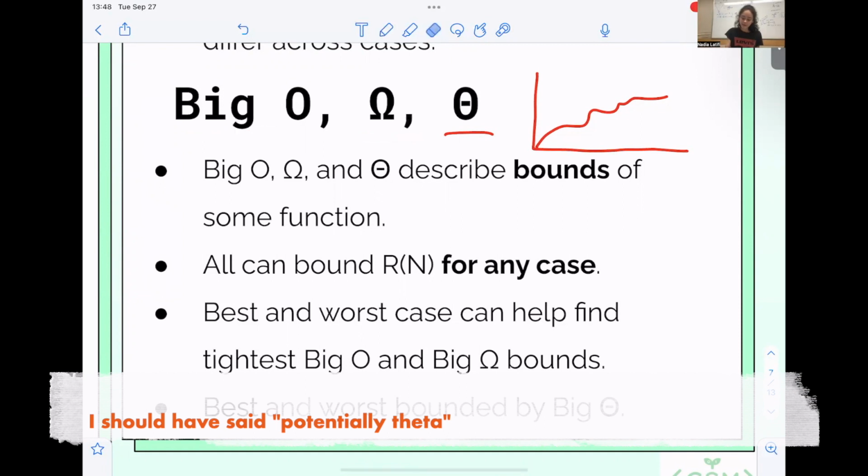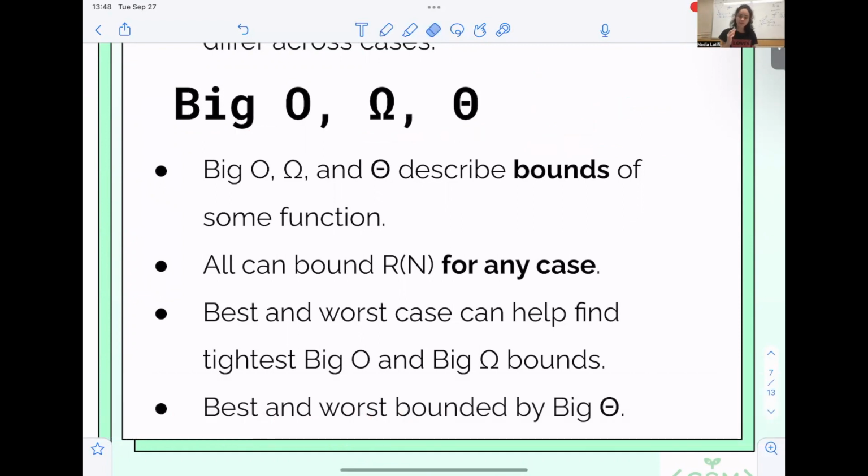So the best and the worst case, they are helpful when you're trying to find the tightest big O and the tightest big omega bounds for an algorithm, but that doesn't mean that they're exactly the same as big O and big omega, okay? In fact, best and worst case are bounded by big theta, because whenever I have a specific case where I'm receiving a specific type of input, I'm always going to end up with the same runtime, right?